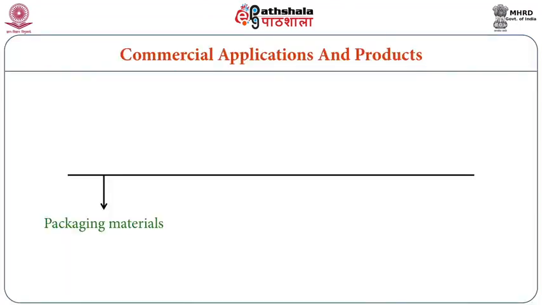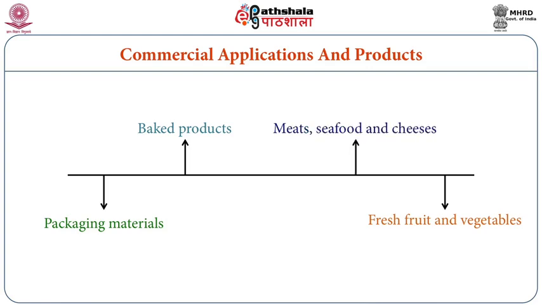Examples of commercial applications and products are packaging materials, baked products, fresh fruits and vegetables, meats, seafood and cheeses, surfaces, water and air. So in these areas we can apply this high intensity light in a moderate way. We can use it as a food processing technique.